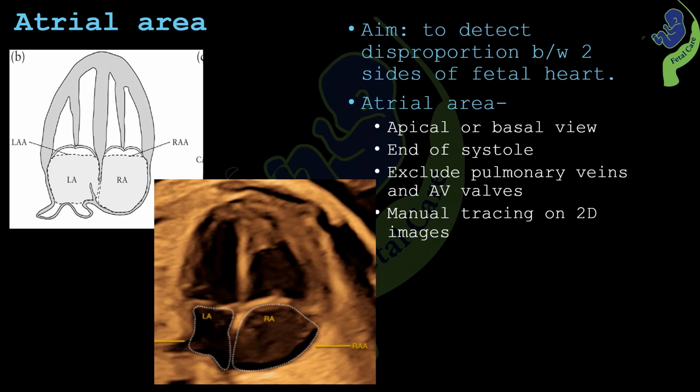On the same apical or basal 4-chamber view, at the end of ventricular systole, the atrial area is measured by making manual tracing of each atrium on the 2D image, taking care to exclude the pulmonary veins and the atrioventricular annulus. Now this will help us in detecting any disproportion between the two sides of the fetal heart.